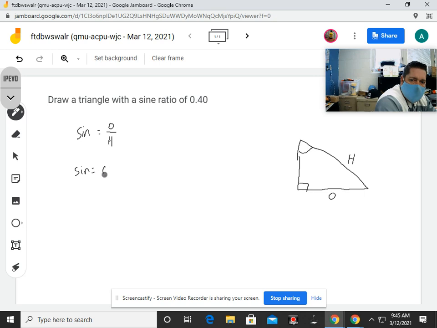So for ours, I want the sine to be 0.4. In other words, I want the opposite side to be 4/10 of the hypotenuse side. So if I'm going to draw this thing out, that's fine.